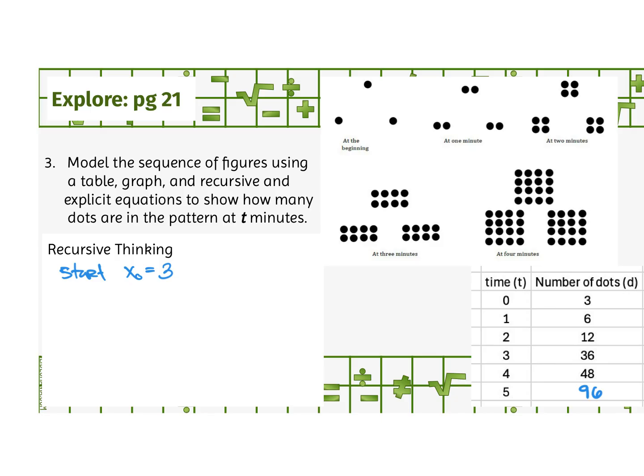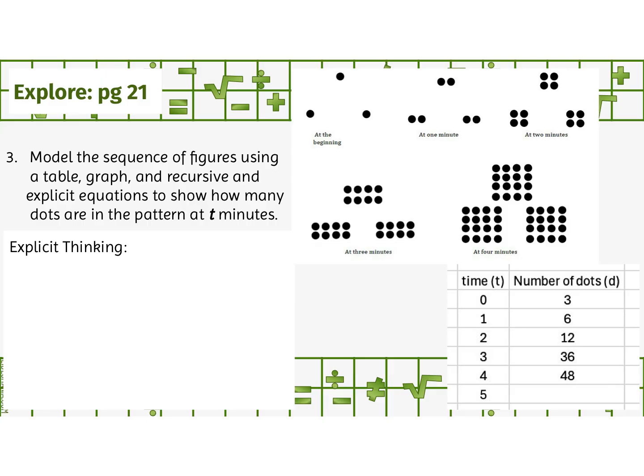What did we do with the 3 to get to the second piece? If we write it as x of n, that's a certain number, or time frame, and we took the one before, so n minus 1, and we're going to multiply it by 2. So this is the recursive thinking, where we have our initial point, and then we're doing something with it to make that final piece.